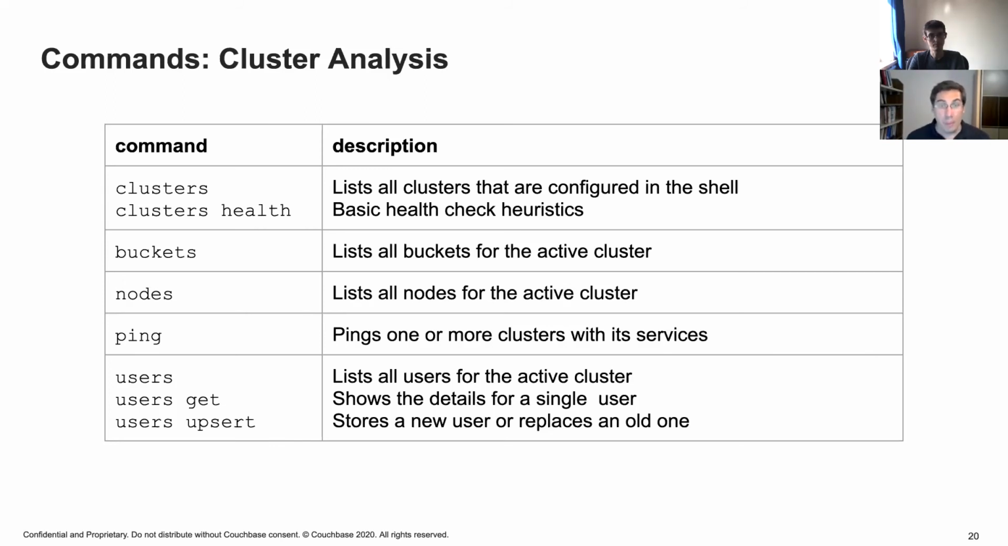Then you can use the buckets command to list all the buckets, the nodes command to list all the nodes. The ping command is very similar to the ping command that we have available in our SDKs, which allows you to actively ping all the nodes in the cluster and give you health information about them. Then you can use the users command to list all the users in your cluster. You can use the users get command to list a specific user, or you can even create or replace any user with the upsert command.